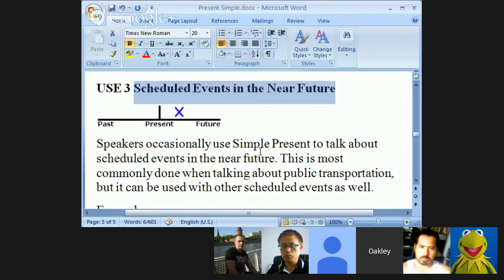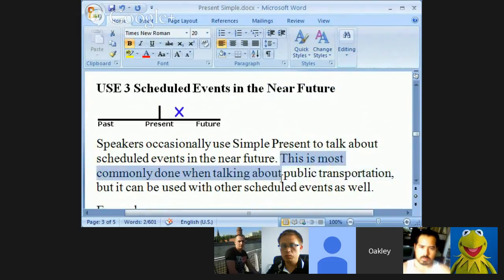But, huge but. We don't normally ever do this unless we're talking about, very important, both of these things, a scheduled event and the very near future. You're not going to talk about something that will happen 2 years from now using the present simple. No. In the very near future, something that's happening later today, for example, or first thing tomorrow morning.